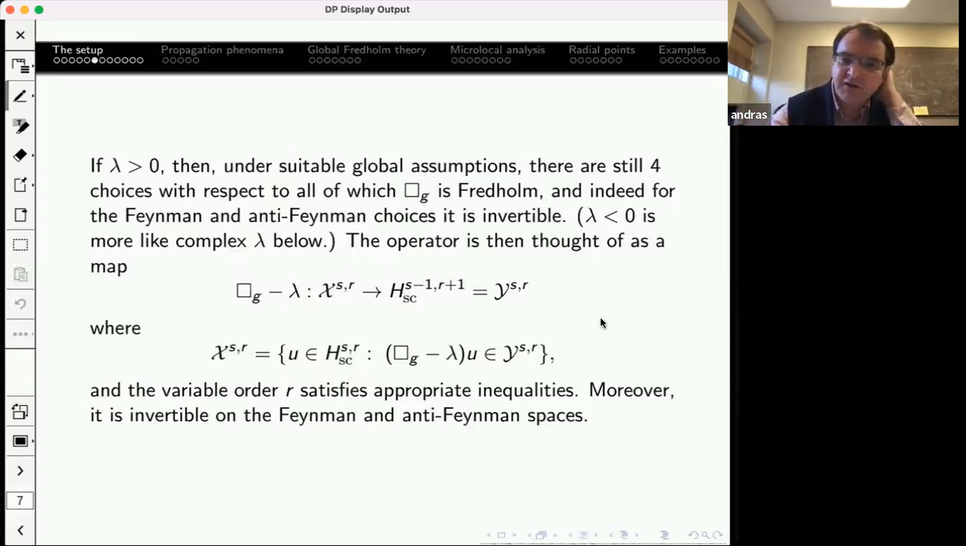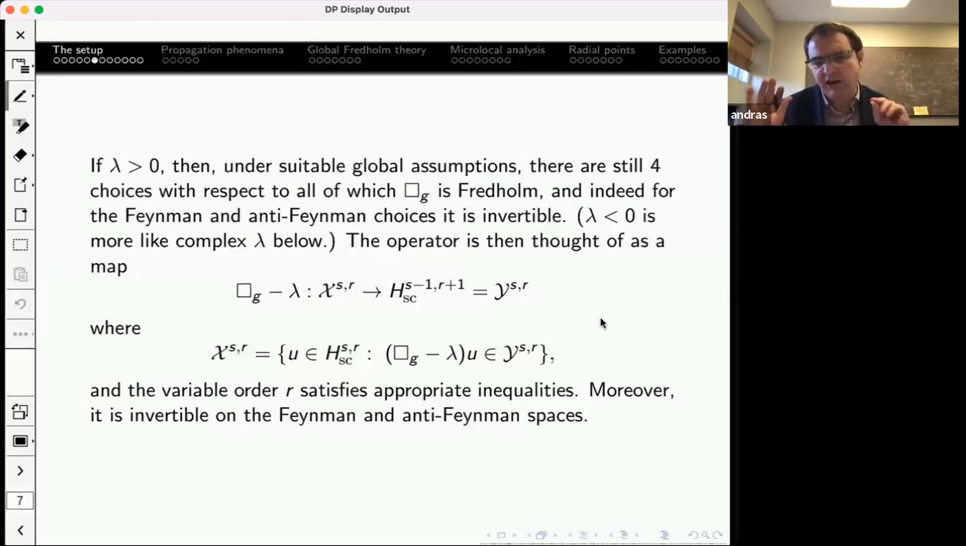So what happens is that you will think of this box minus lambda as a map from one space, which is sort of like a weighted Sobolev space, modulo that the order is really a function, to another space which is actually again a Sobolev space. And the slightly funny thing is that the domain has an extra condition built in. And moreover, this variable order r will have to satisfy appropriate inequalities, and these inequalities are the things that choose which inverse you are taking, or which Fredholm problem you're constructing. So I will explain it more concretely in a little bit.